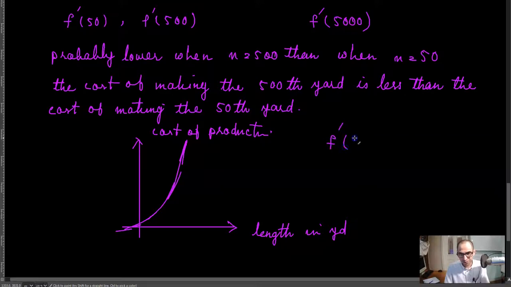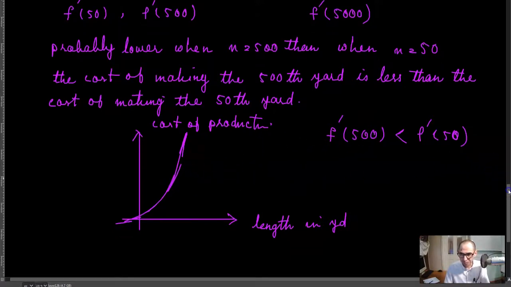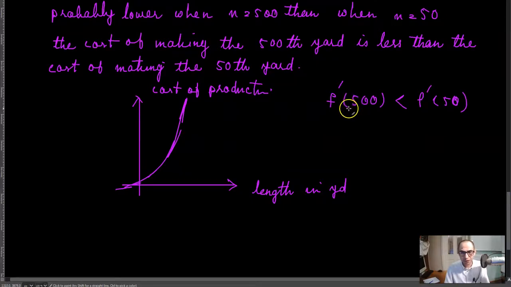If I say that f prime of 500 is less than f prime of 50, what that means is that when x is equal to 500, the slope of the line tangent to the graph of the function is lower than the slope of the line tangent to the graph of the function at 50. For example, in this case we are talking about a line with this slope, whereas in this case we are talking about a line with this slope, and the slope of this line is less than the slope of this line.